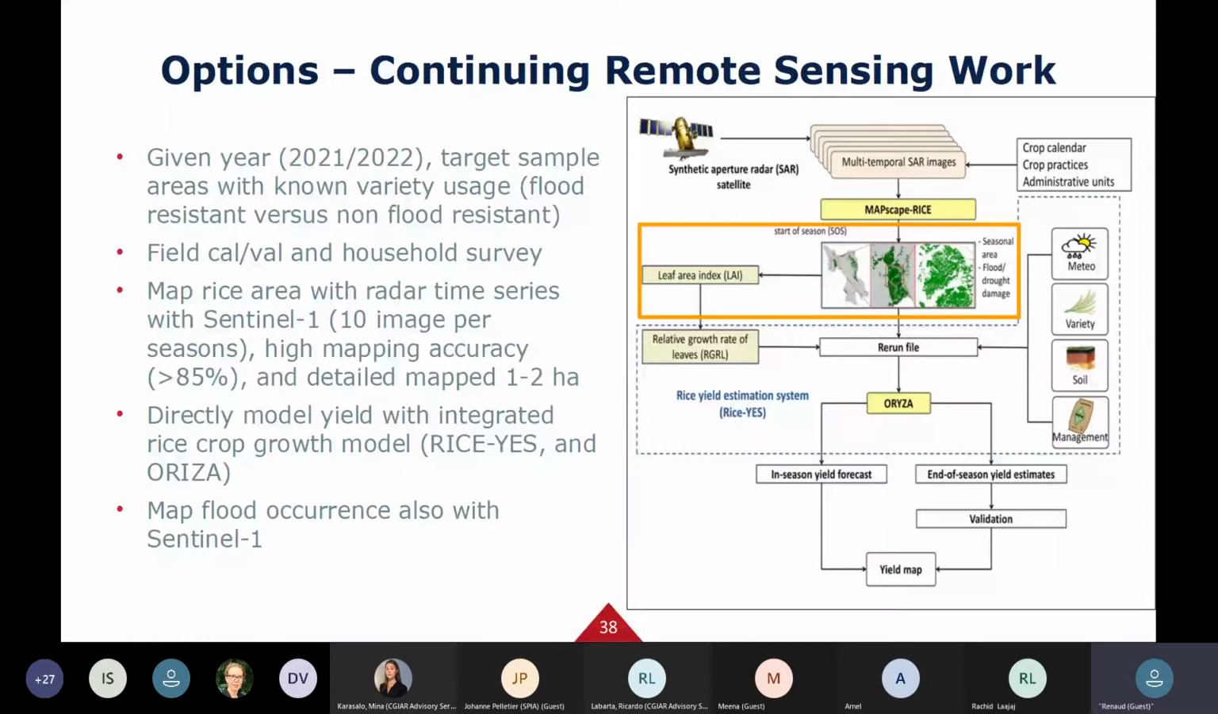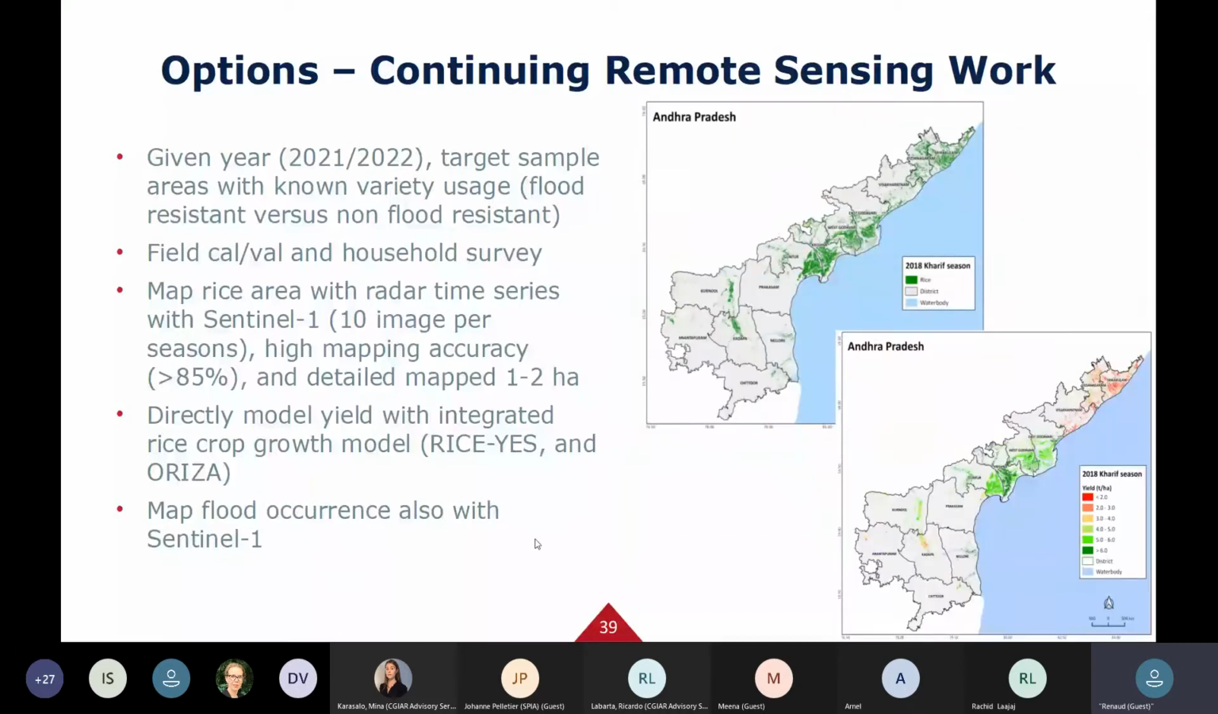So based on this information, we could have detailed information of which fields have adoption and which fields have no adoption, and focus on analysis of the post-flood signal using this type of technology. That's another option on the table.